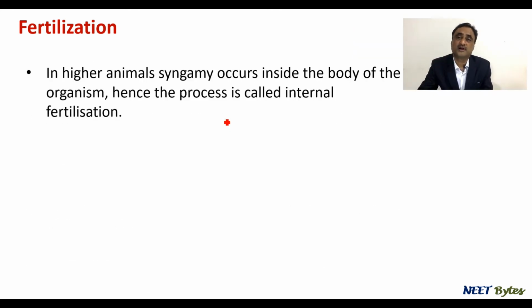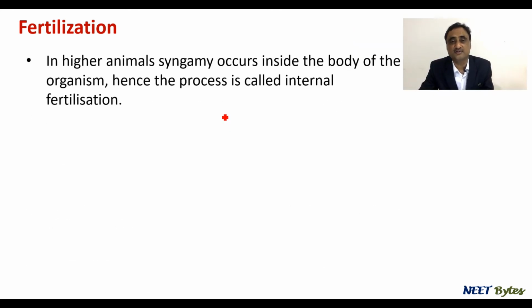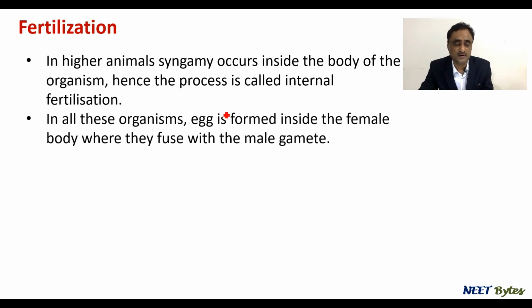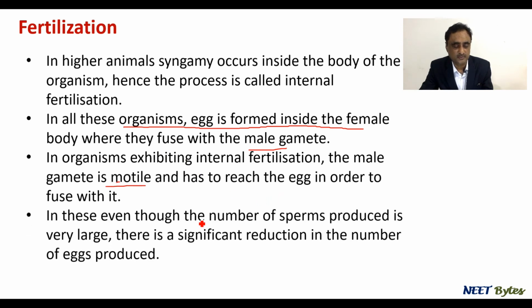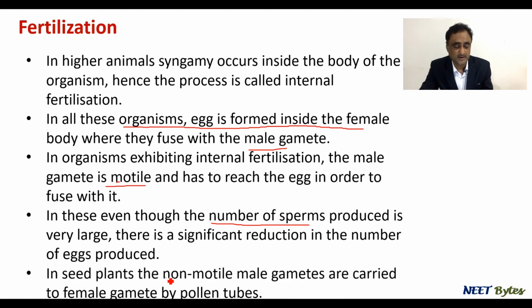If we talk about fertilization in higher organisms, fertilization is internal. Okay, that is going to occur inside the body. Here, the egg is formed inside the female body where it fuses with the male gamete. The male gamete is motile and has to reach the egg in order to fuse with it. And here also a large number of sperms are produced. Okay, and there is a significant reduction in the number of eggs, right?